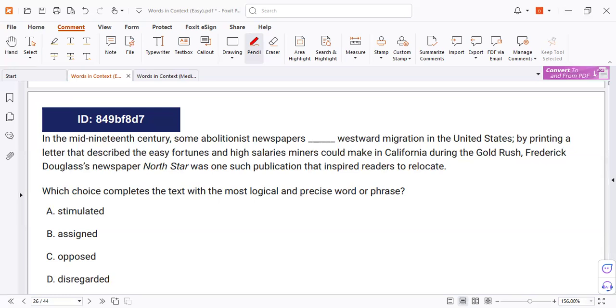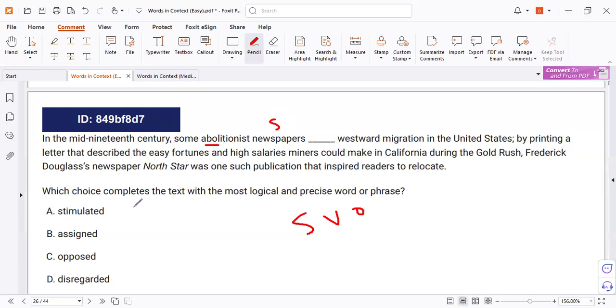Let's follow the rules. We have a verb, so find the subject and the verb and the object. Some abolitionist newspapers. You know, abolition is to remove something. Newspapers write to remove issues in society, to remove problems, to remove diseases. We call it abolition.